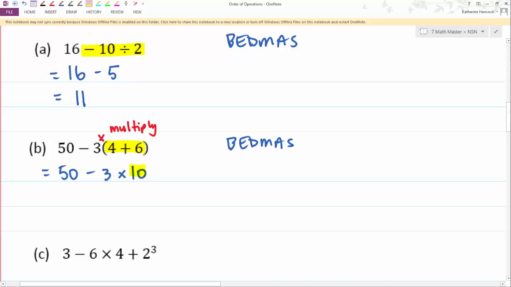And now we have to look at our question and say, okay, I'm done with the brackets. There are no exponents. Let's look at division and multiplication. There's no division, but there is multiplication. So I have to do the multiplication next. So that's 50 minus 3 times 10 is 30. And then all that's left is subtraction. So we get 20.